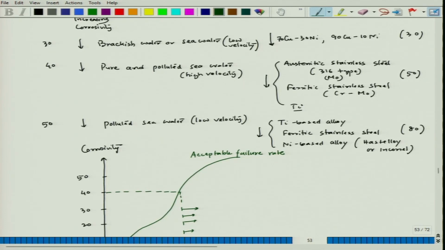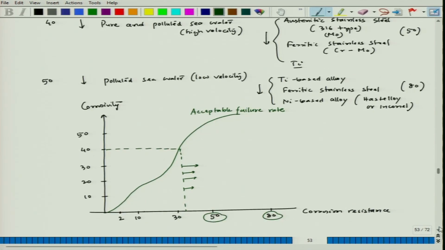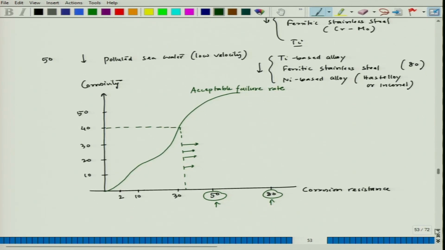So I can use stainless steel 316 type or ferritic stainless steel, chromium, molybdenum or titanium. But when we go for polluted seawater, we can use a little costlier titanium alloy as well as a higher content of chromium and molybdenum to have a better pitting resistance, or nickel based alloys. So now all those material sets falling in this category can be selected for application in a medium with corrosivity 40, and that medium is nothing but pure or polluted seawater with high velocity.